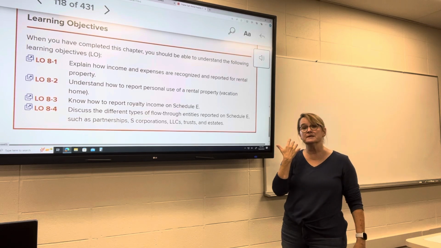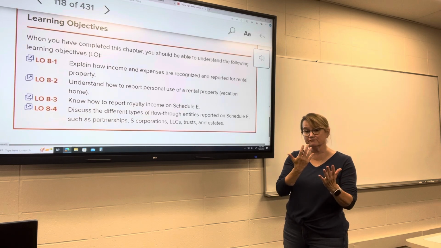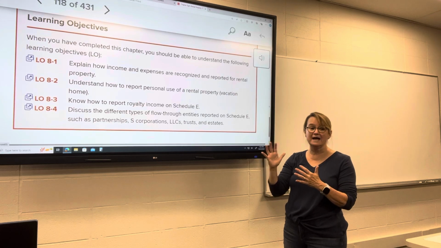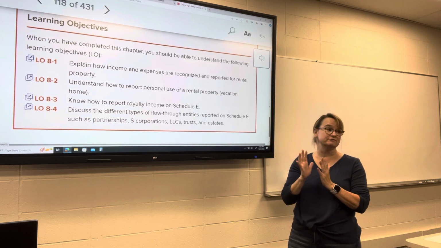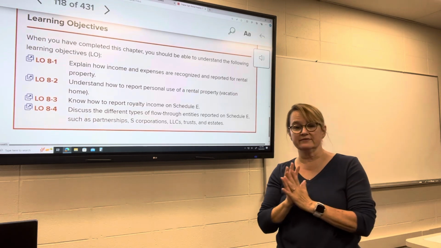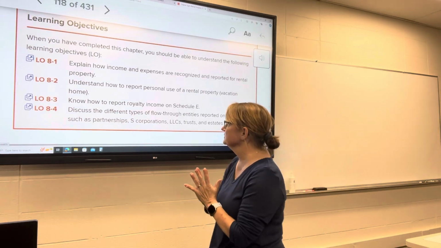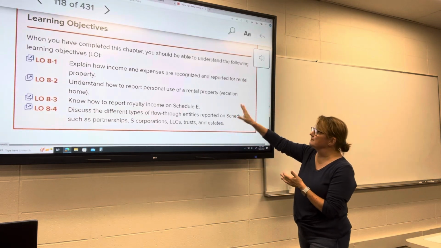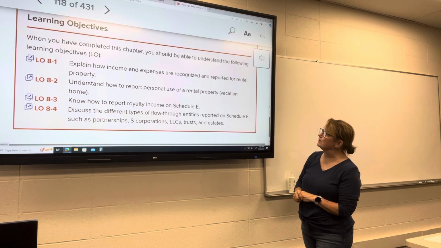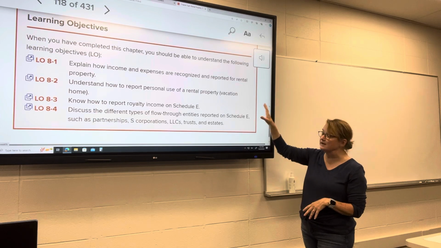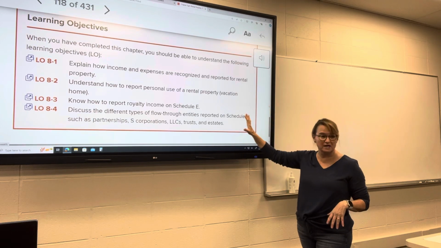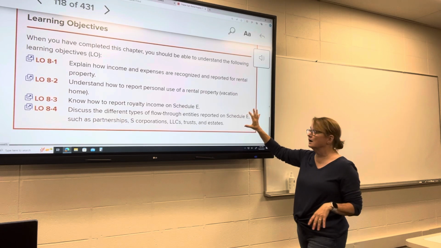Rental income is reported on the front page of the Schedule E. Passive income from flow-through entities, and I will define what that is, is reported on the second page of the Schedule E. And we're going to talk about how income and expenses are recognized and reported. We're going to start out talking about rental property, and spend most of our time on rental property.